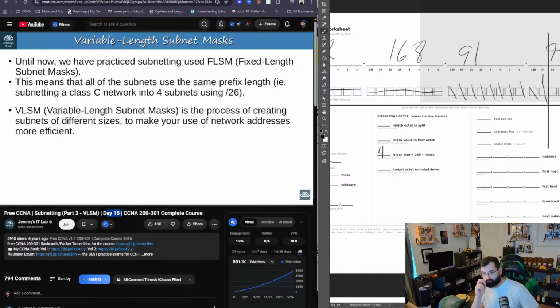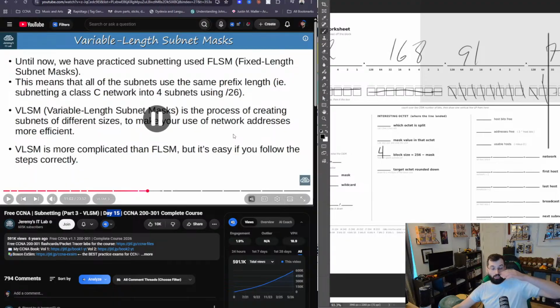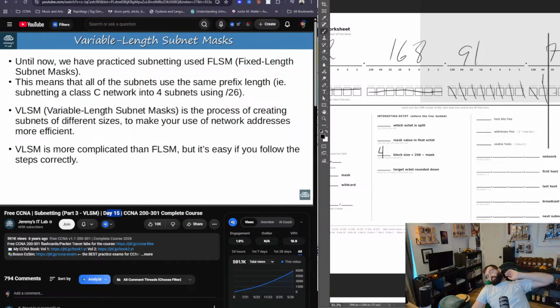However, VLSM, Variable-Length Subnet Masks, is the process of creating subnets of different sizes to make your use of network addresses more efficient. Now, VLSM is more complicated than FLSM, but it's easy if you follow the steps correctly. Oh, good. Because Lord knows the other stuff was easier. So that's what I want to teach you now, the steps to subnet a network using VLSM.